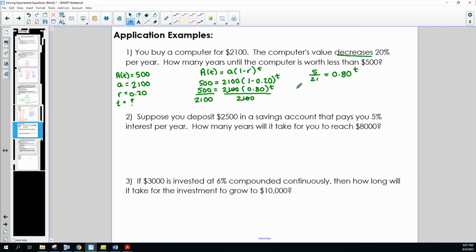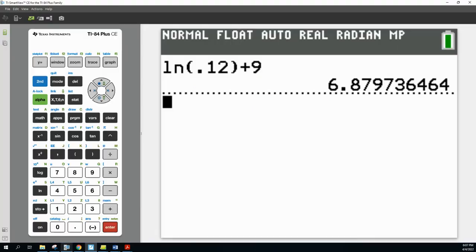we're going to change this to logarithmic form. So we have log base 0.80 of 5 over 21, and that's equal to t. Since this is a word problem, this doesn't really make sense as a number because we don't know what that is. So we're just going to use the calculator.